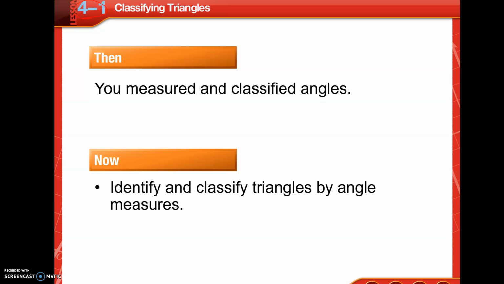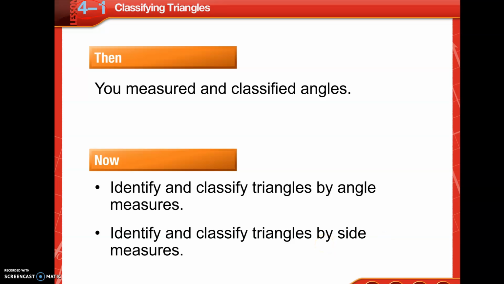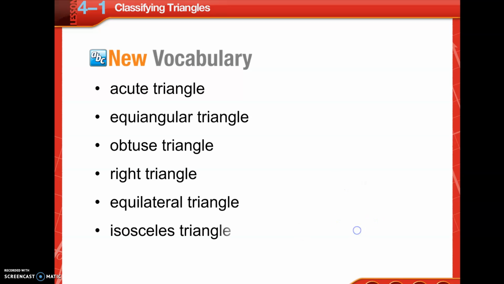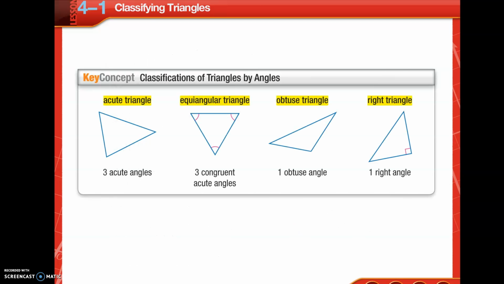We classified angles, so we're going to classify triangles two ways: by the angles and by their side measures. When you're naming these, you should have two different names. We will learn these different names as we go along. So the first way we're going to classify is by their angles.